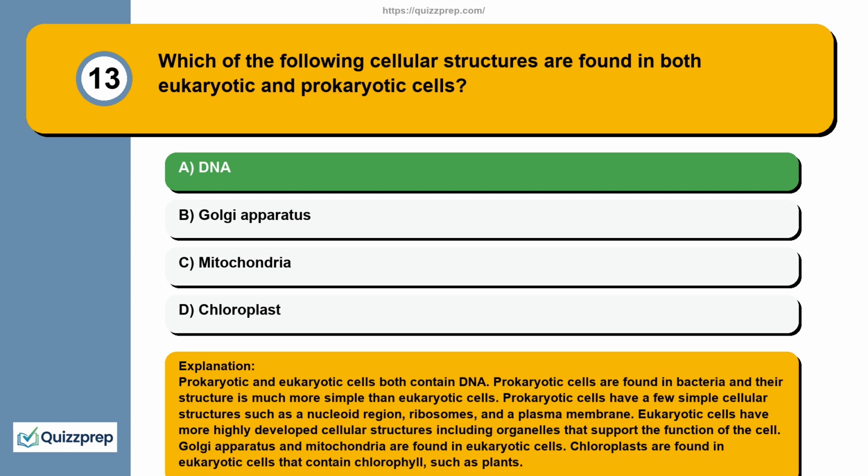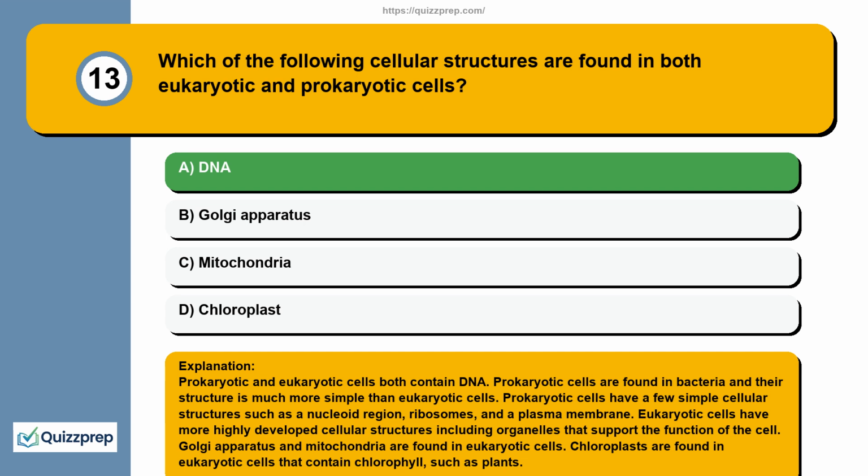Prokaryotic and eukaryotic cells both contain DNA. Prokaryotic cells are found in bacteria and their structure is much more simple than eukaryotic cells. Prokaryotic cells have a few simple cellular structures such as a nucleoid region, ribosomes, and a plasma membrane.